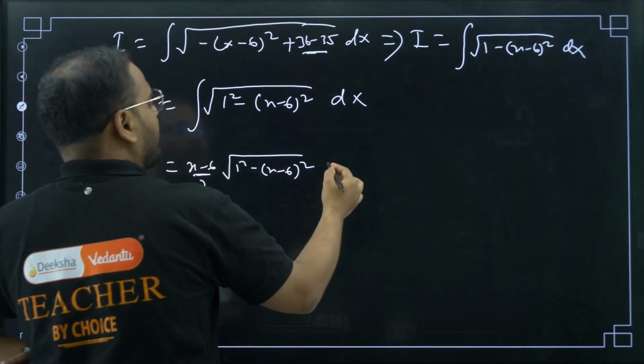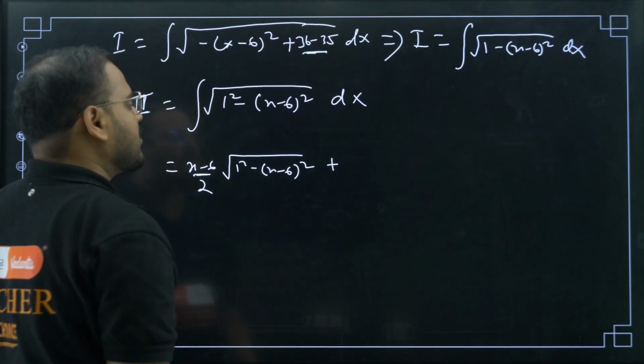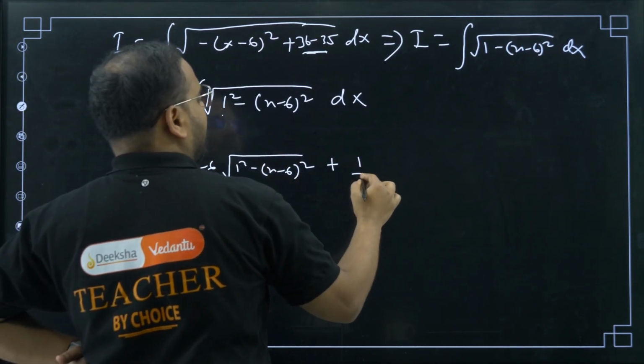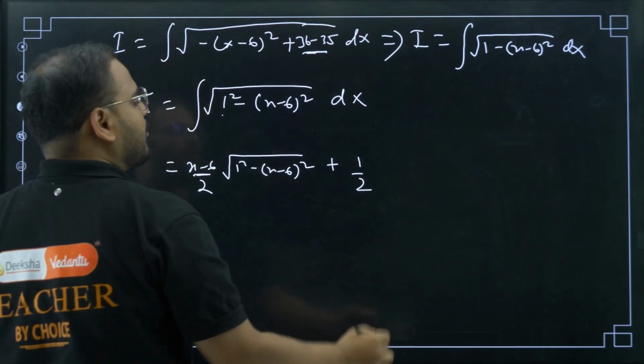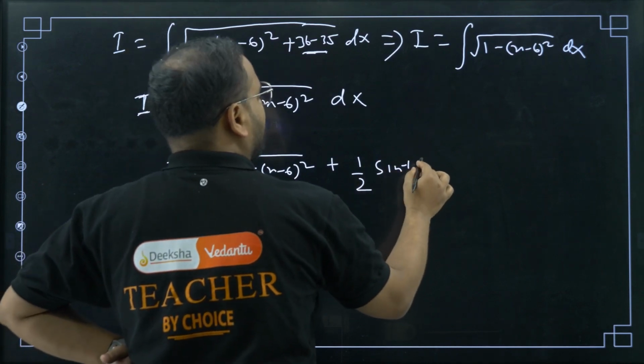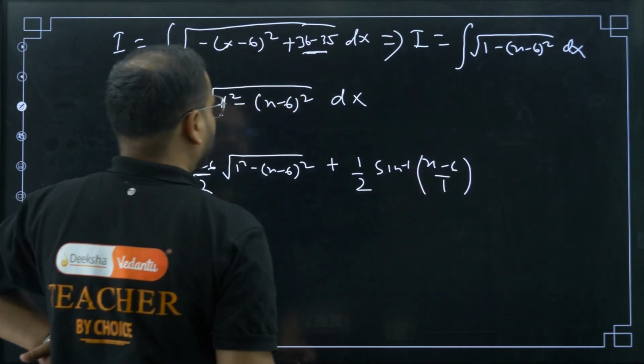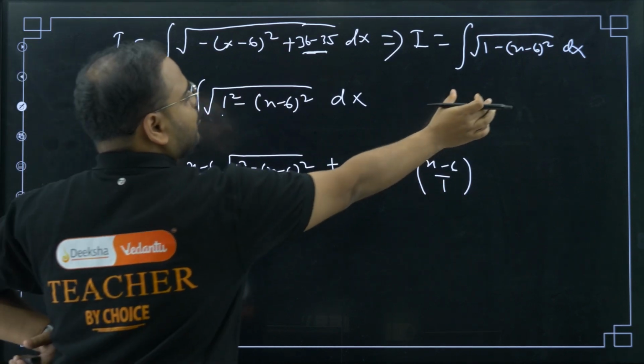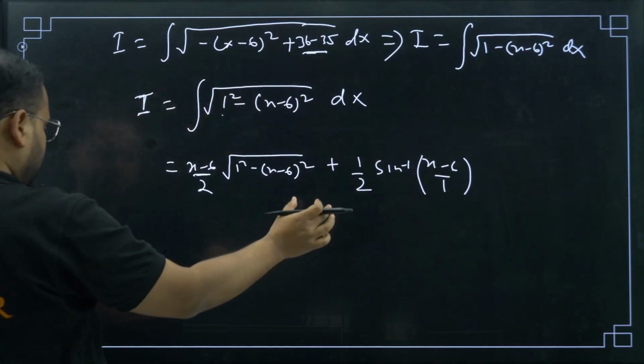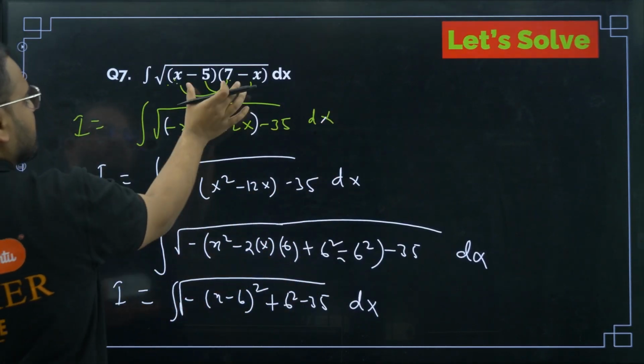Now what am I going to do? Plus a square by 2. What is a here? 1. So 1 by 2. And then sine inverse of x by a, so x minus 6 by 1. Now if you remember, what is this root? This is the same root. So I have transformed this root from where to where? From the same thing only.